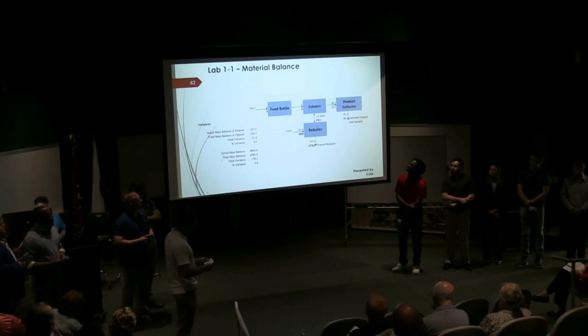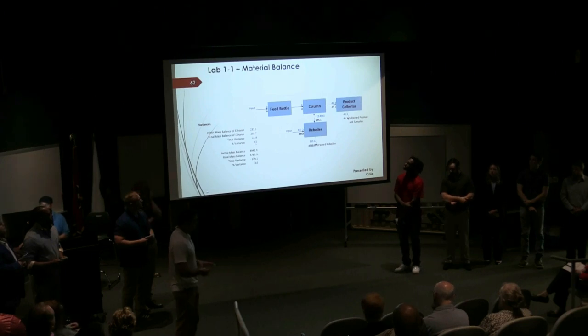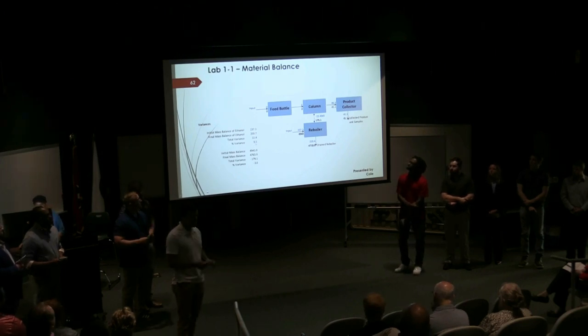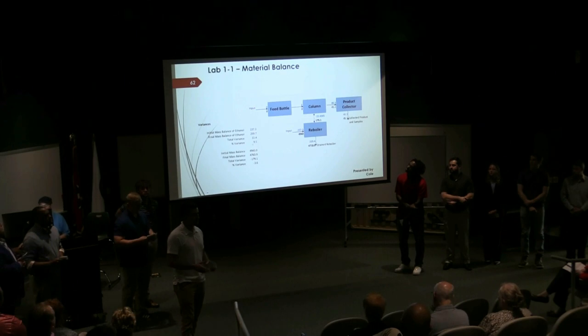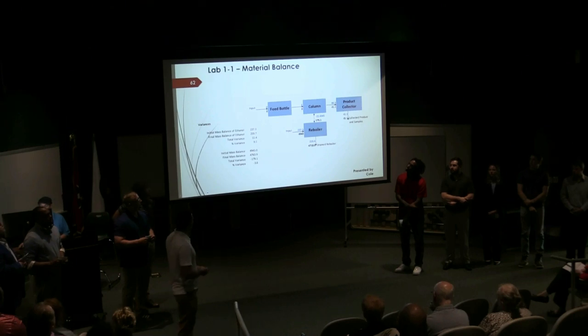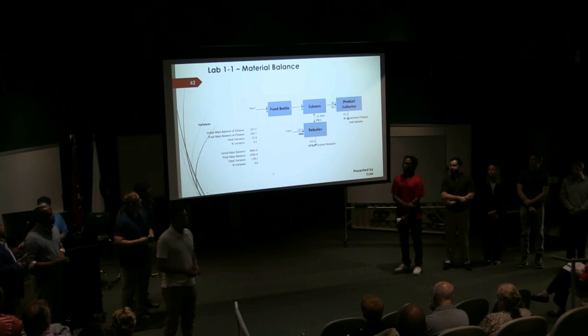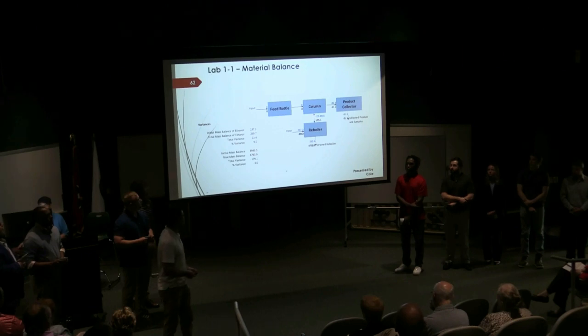This is our material balance. So we were able to close our material balance within the limits we set, although the limits on our ethanol were near the upper limit, around 9.5%. We think this is due to our error in our hydrometer readings and also our leftover fuel in our product collection.